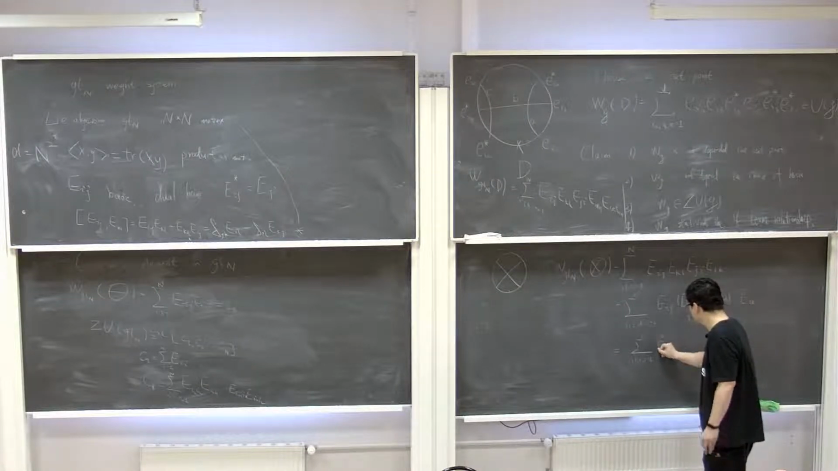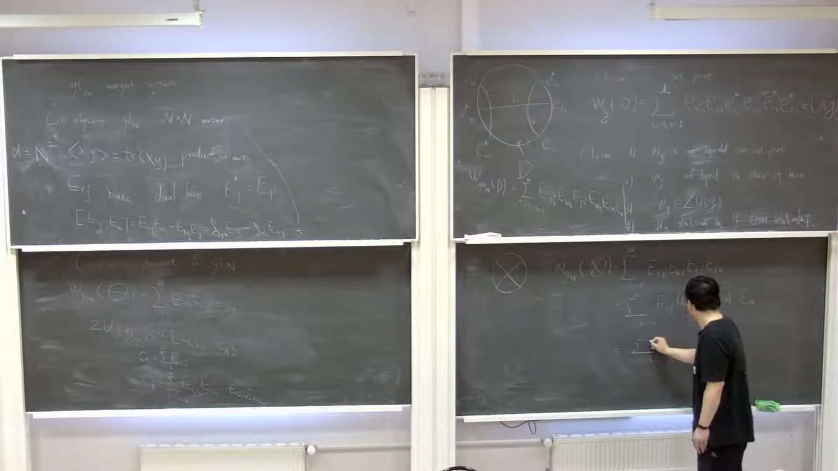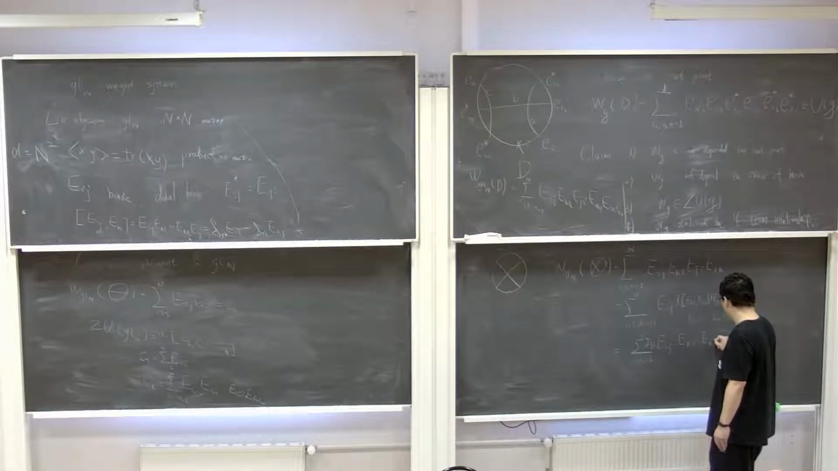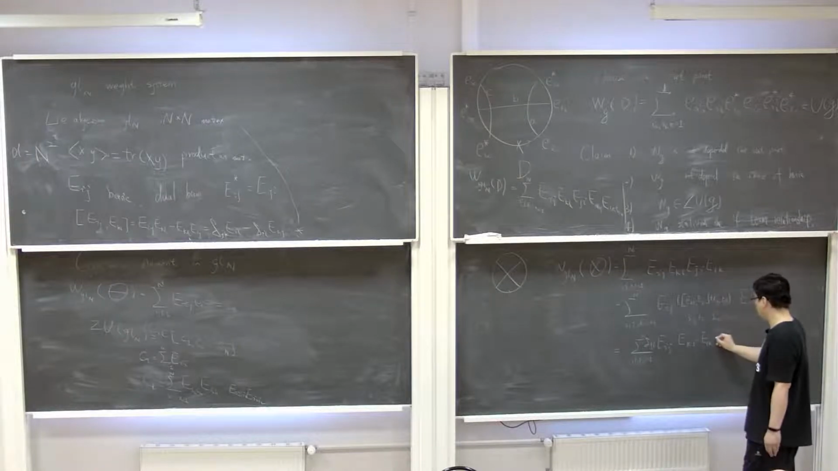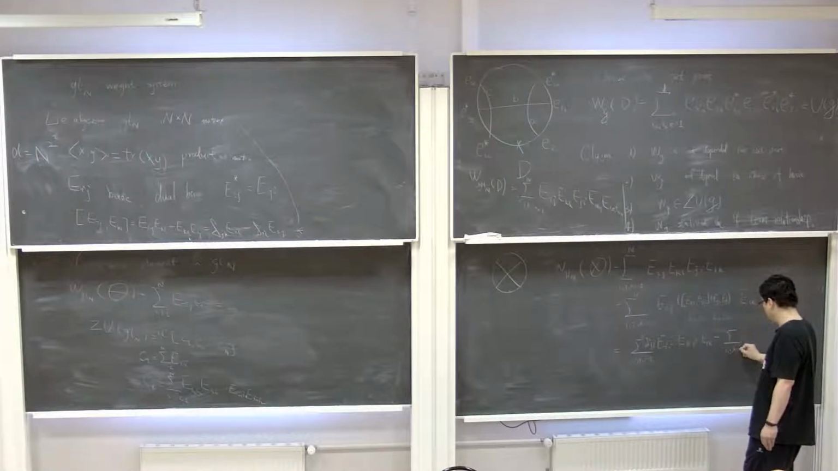So the first one is Eij delta jl Eki Elk, minus, with i, j, k, l.